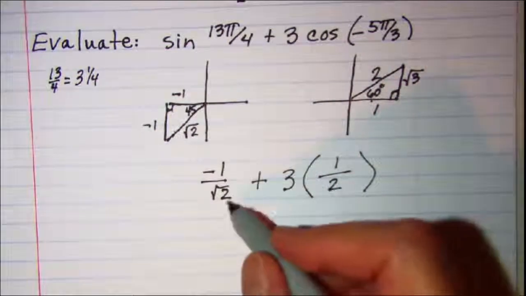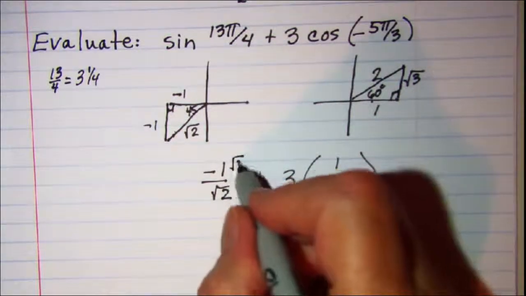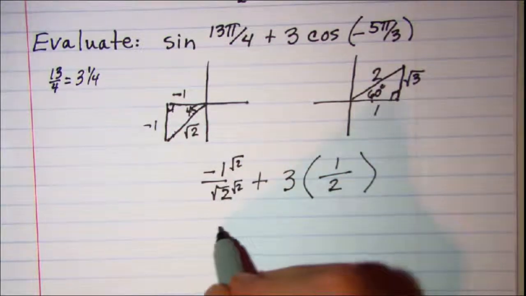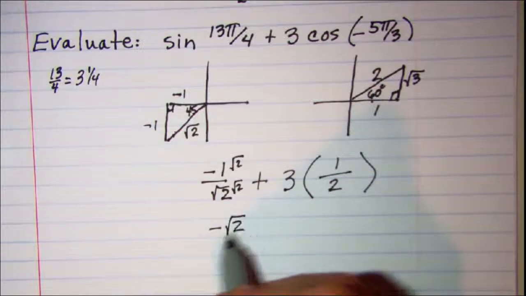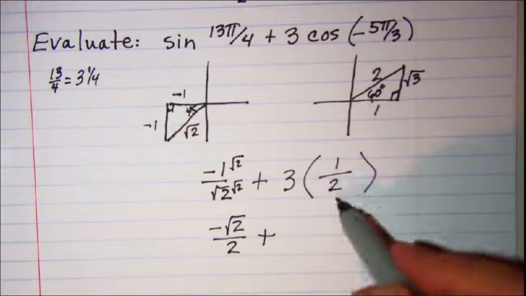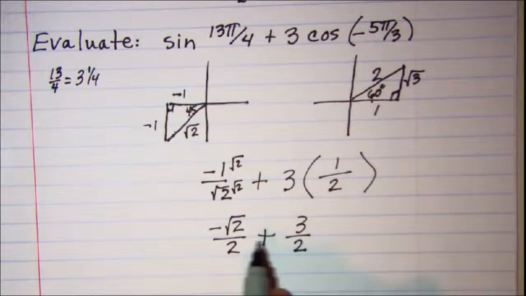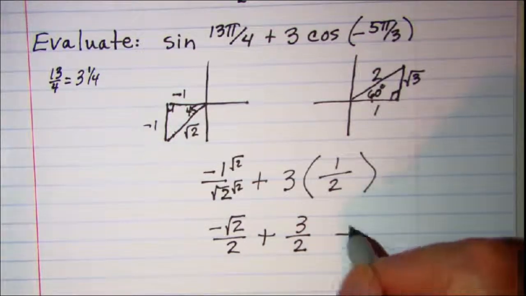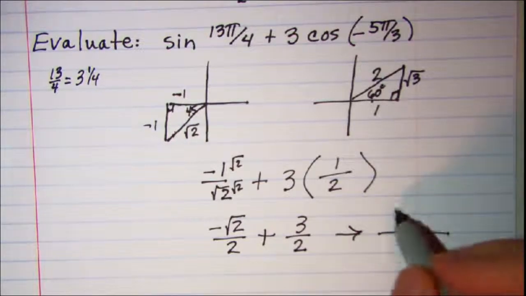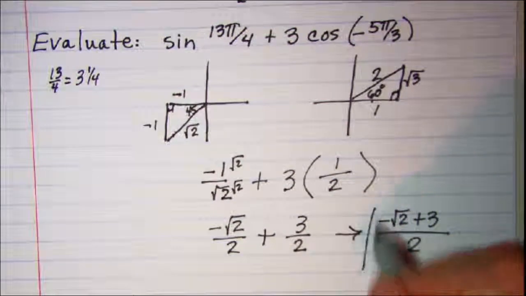We need to rationalize our denominator, so we'll multiply top and bottom here by root 2. So this is negative root 2 over 2 plus, and then when we multiply here, we have 3 over 2. We have a common denominator, so we can put these into one fraction. Denominator is 2, and I have negative root 2 plus 3 as my answer.